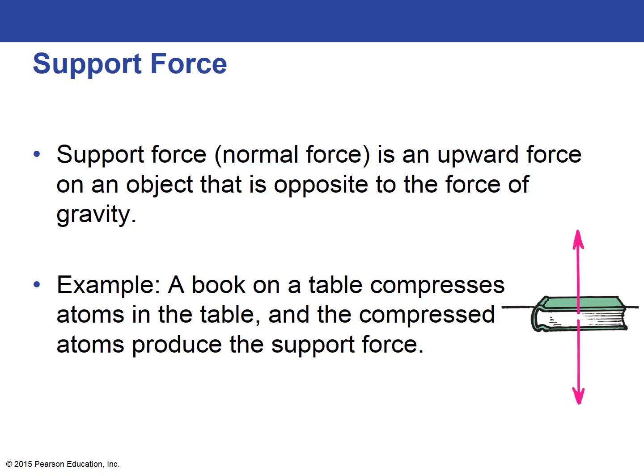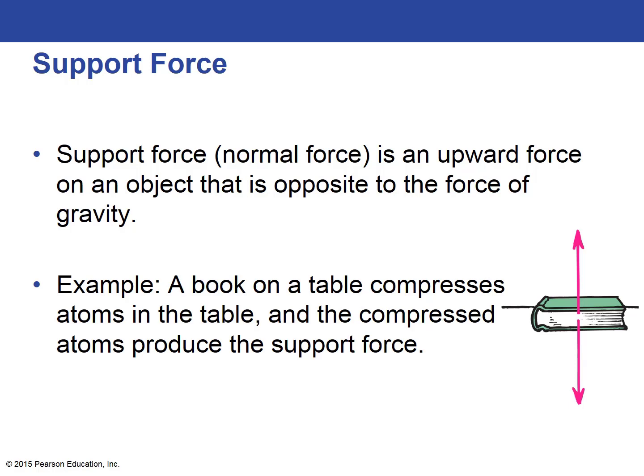Assuming that the book is sitting on a table, which is not shown here, but the book is actually sitting on a table. The table provides the upward force, or the support force, which is pushing back on the book to keep it from falling. And so in this case, we know that the support force must be equal and opposite to the gravitational force. And they act on the book in opposite directions.